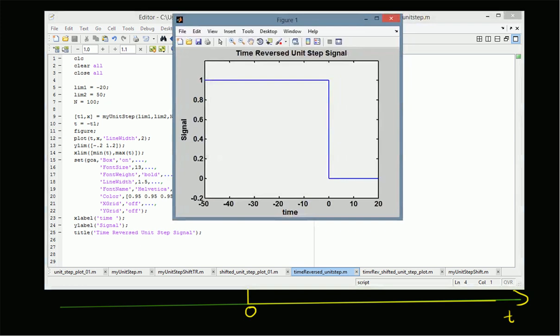So clearly we can see that the signal u of t is time reversed, and that is the value of the signal is equal to 1 up to 0, that is from minus infinity to 0 it is equal to 1, and after 0 it is basically 0, that is for all positive values of t it is 0. So this is the time reverse unit step signal, that is u of minus t. Thus u of minus t can be plotted.